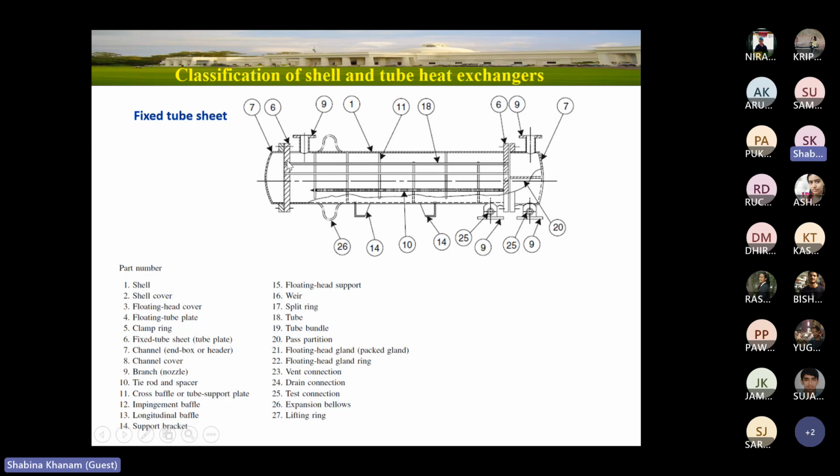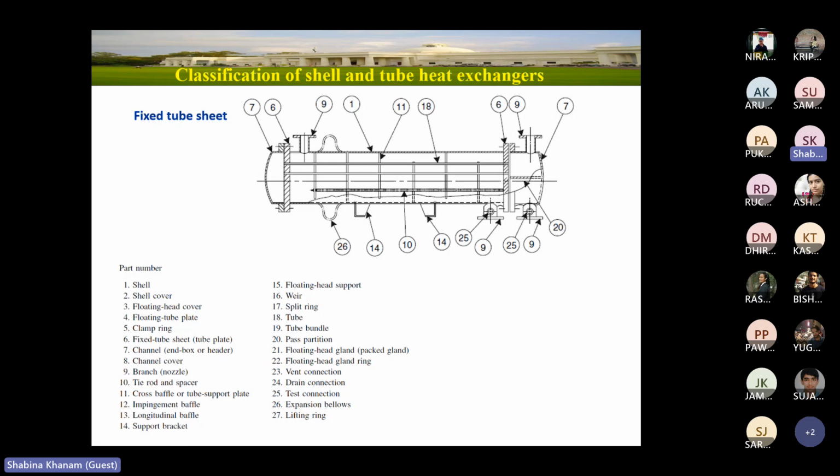Now if I consider this fixed tube sheet, and this cover, or this channel, this can be attached with bolts. You can see this line, this line as well as this line, right? So that cover will be attached with the tube sheet, but the tube sheet is permanently welded with the shell. I'm repeating again and again.